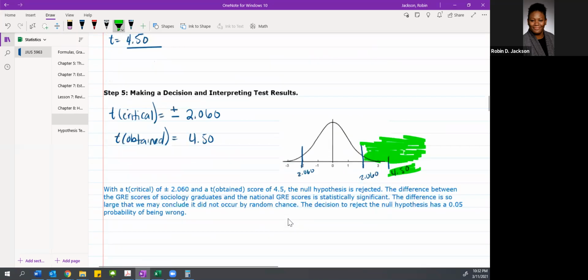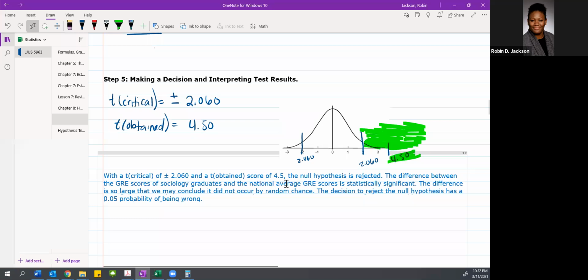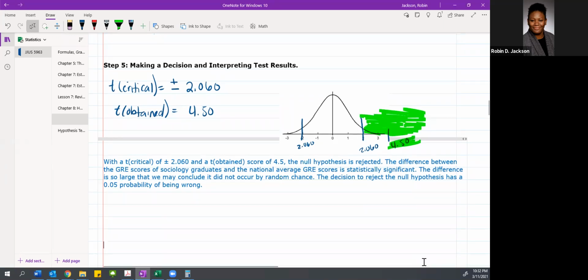Okay, national average. I think maybe I should have national average in there. So let me go ahead and type that in, just so you can see how it should look. I think I was moving too fast. And the national average GRE scores. Okay, so yes, here we go. Let me start that over again. With the T critical of plus or minus 2.060 and the T obtained score of 4.5, the null hypothesis is rejected. The difference between the GRE scores of sociology graduates and the national GRE scores is statistically significant.